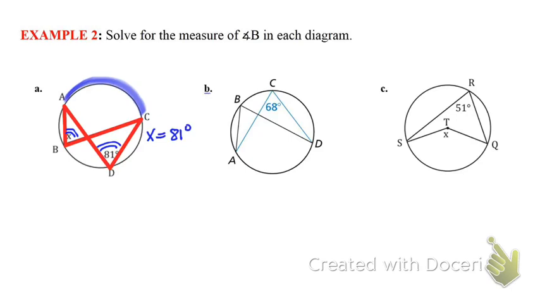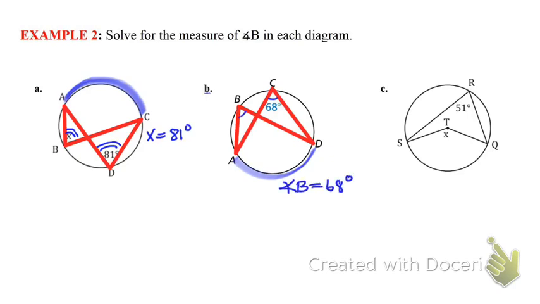Okay, let's check out B. You can see that angle C intercepts arc AD, and angle B also intercepts arc AD. So what will the measure of angle B be?